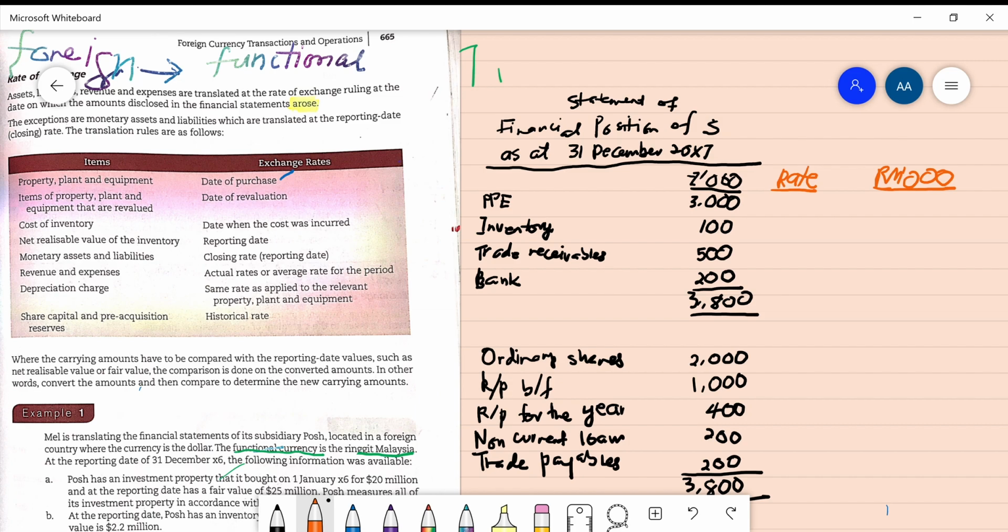Okay, so continue. So I have copied back the statement of financial position of S as at 31st December X7. And then we need to translate Z currency into ringgit Malaysia. So we will use what is highlighted in the book here. This is actually the rules in relation to translating foreign to functional.